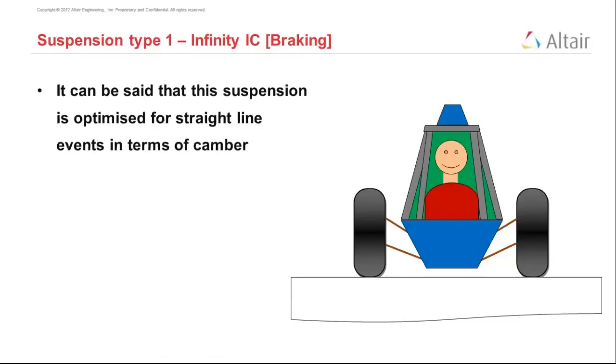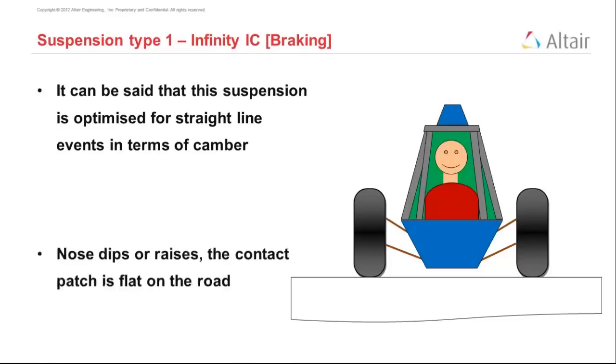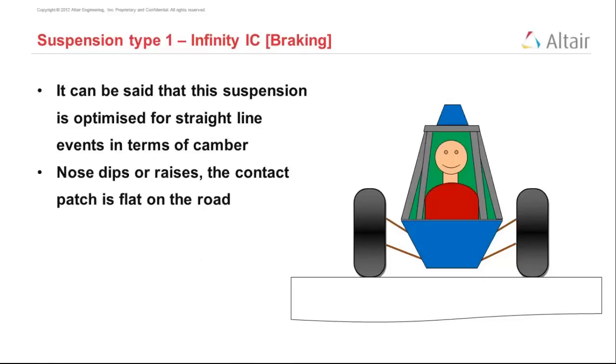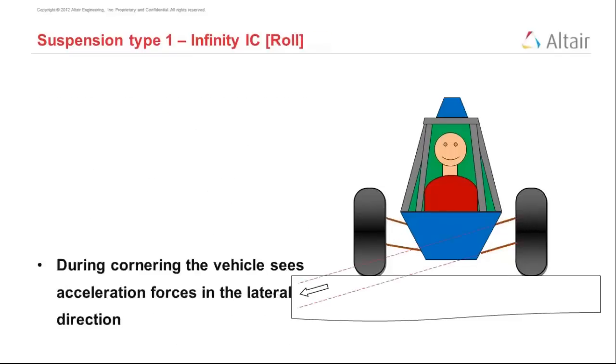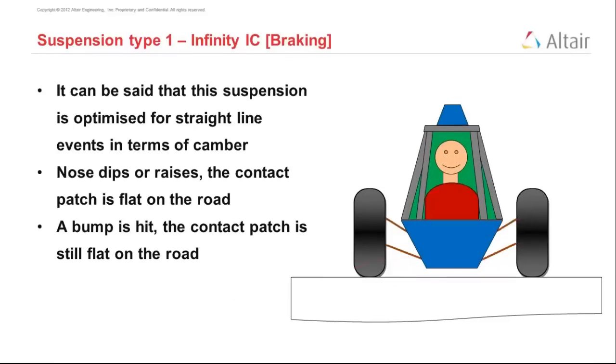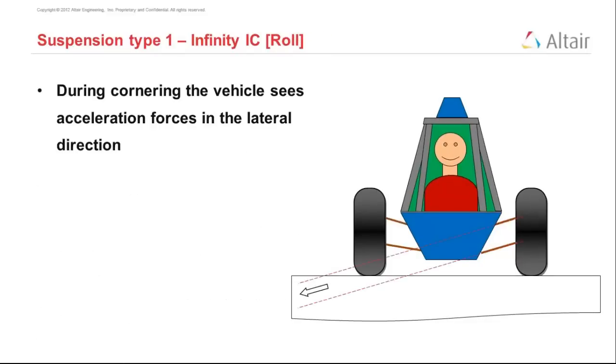Now let's look at the same suspension. It can be said that the suspension is optimized for straight line events in terms of camber. What does that mean? In a straight line, when you hit a bump or you accelerate and you brake, the contact patch is still flat on the road and you maximize your grip, hence the conclusion that this configuration is a suspension optimized to run in a straight line.